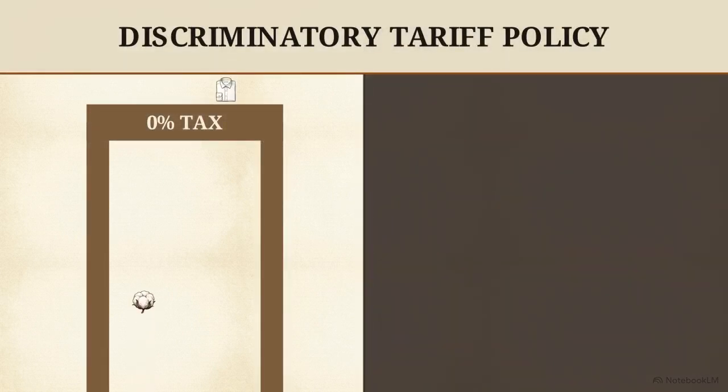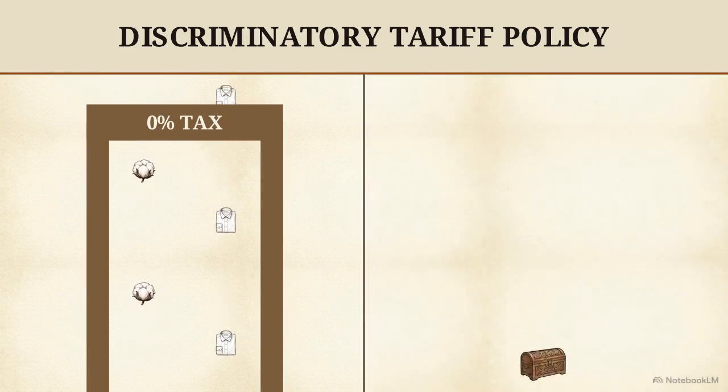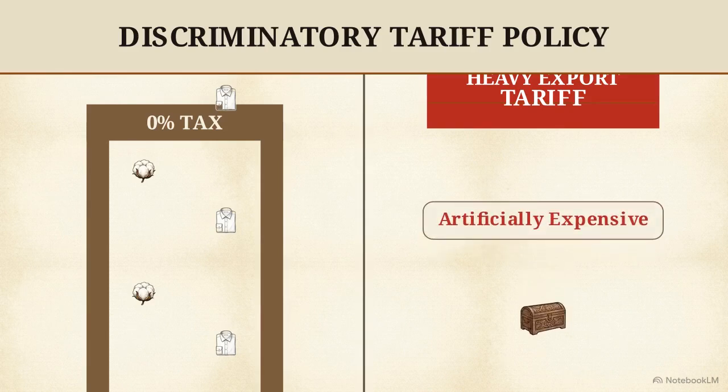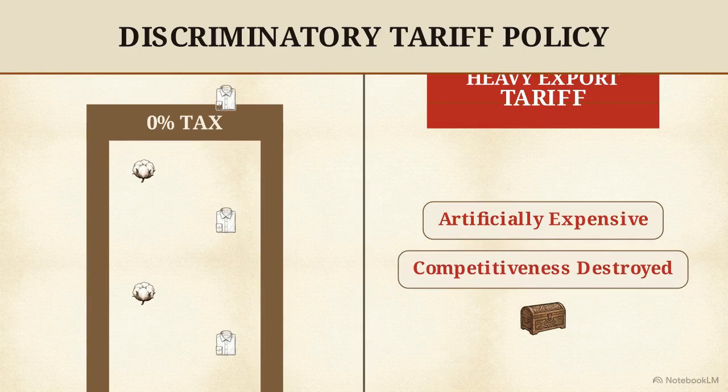Look at the first half of this equation. The British permitted the completely tax-free export of Indian raw materials and the tax-free import of British factory goods back into India. Now look at the second half. Any finished Indian handicrafts intended for global markets were hit with a heavy export tariff. This made Indian goods artificially expensive and destroyed their international competitiveness.